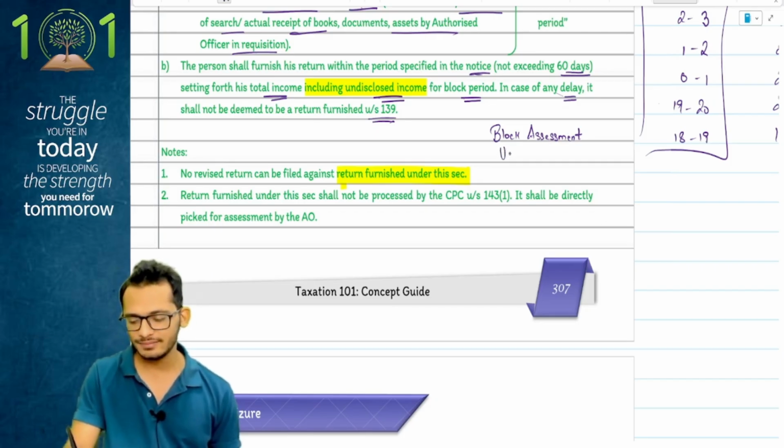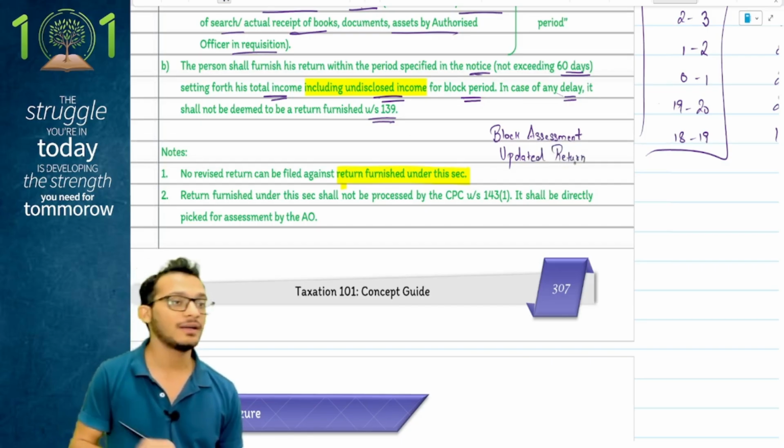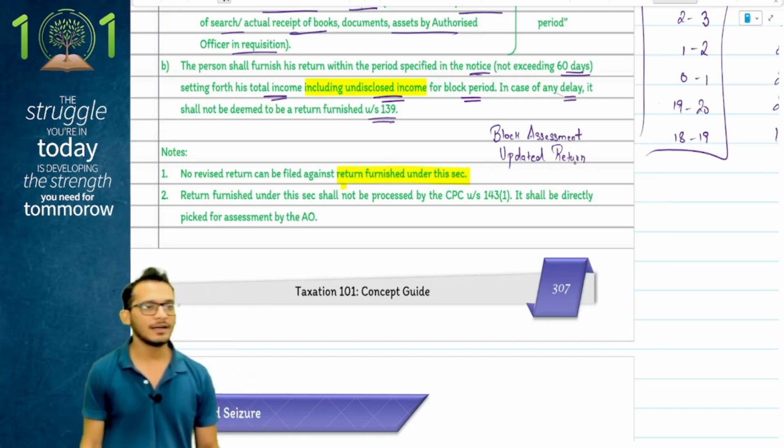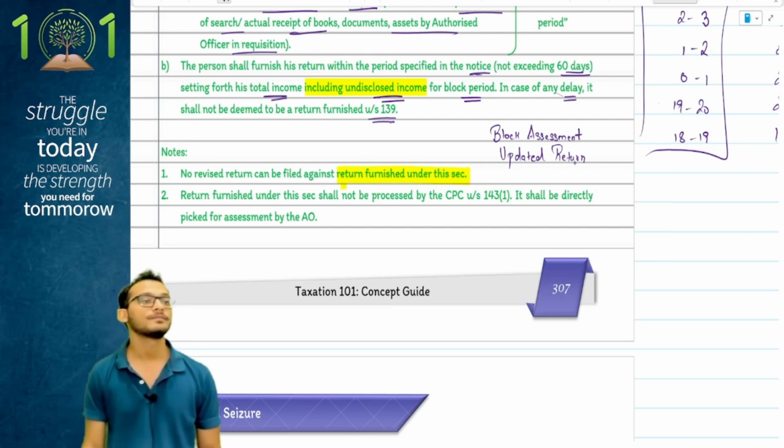Updated return. When we did updated return, I told you updated return cannot be updated again. Any 1 year updated return can be filed only once.